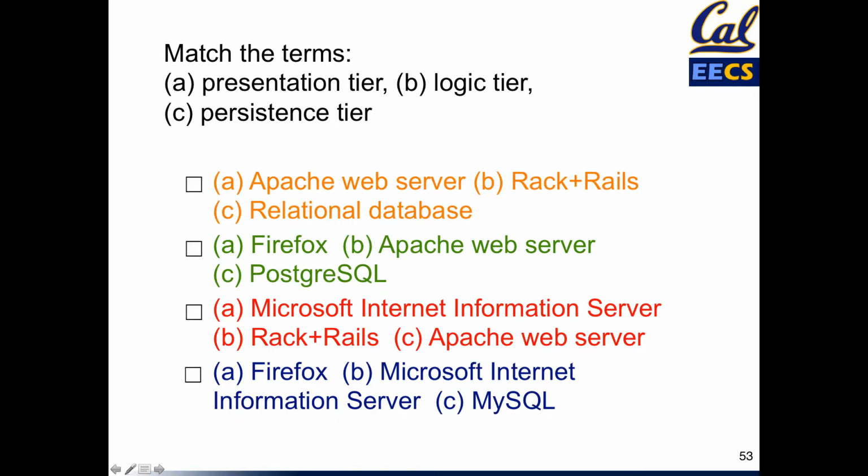What about the logic tier? Well, we said that's where your application runs. So Rack and Rails are certainly an example of a logic tier. That means that the red answer is still in the running here.